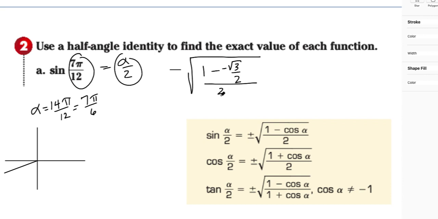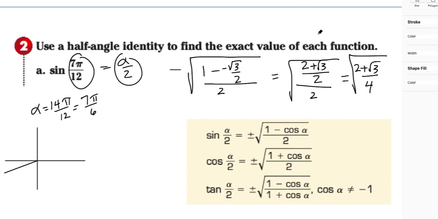Okay. Over 2. And then, so now this is just an opportunity for us to simplify. So I'm looking at this as 2 over 2. So I've got 2 plus the square root of 3 over 2. That's me joining all of that together. All of that over 2 again, and I'm taking the square root of that. That really is going to be 4, right? So I'm going to have 2 plus the square root of 3 over 4, and I'm taking the square root of that. But when I take the square root of that, this actually becomes 2, and I can just leave my radical at the top. Y'all with me?